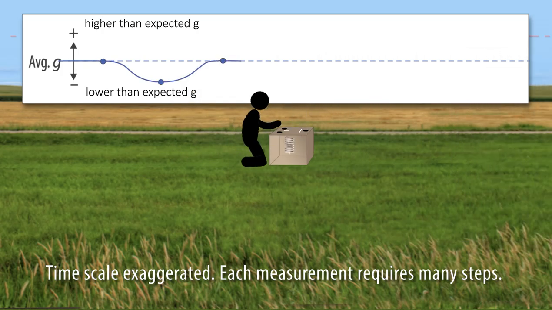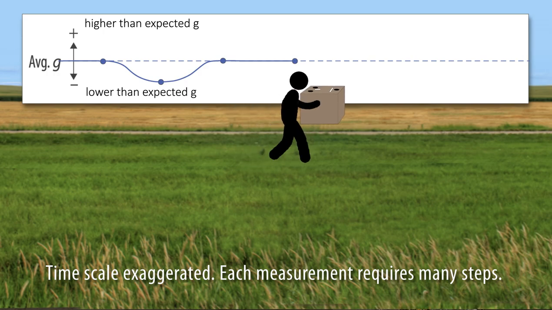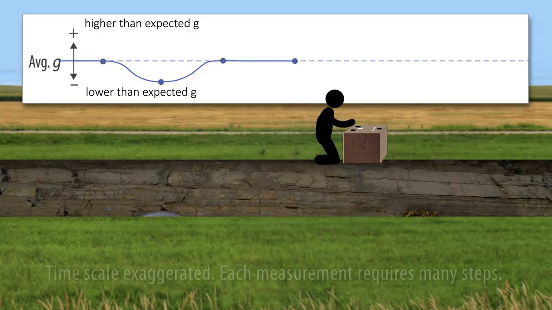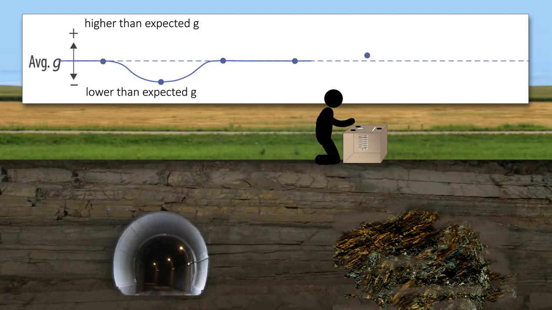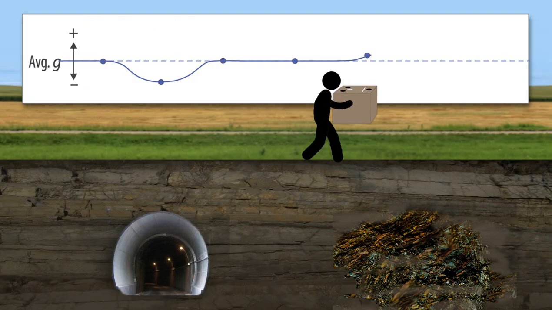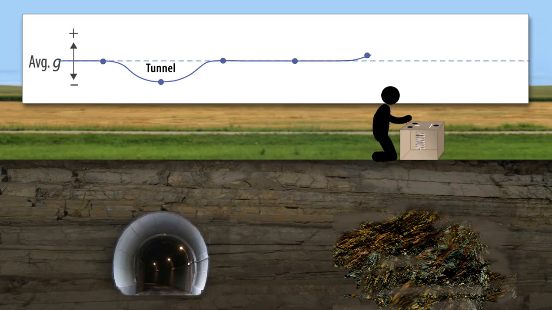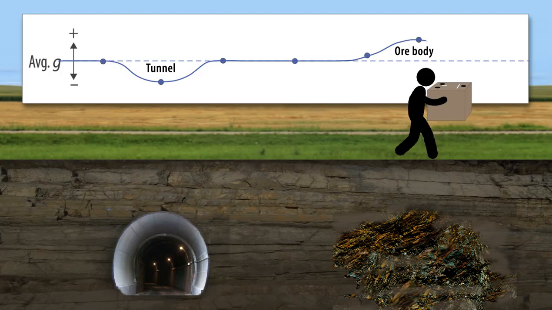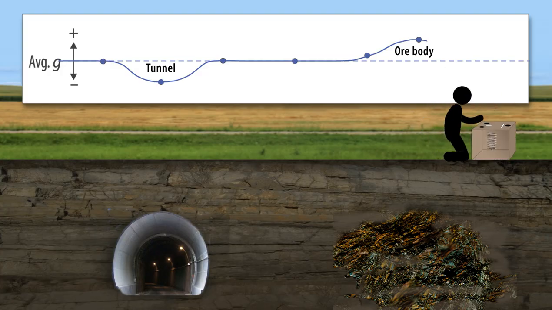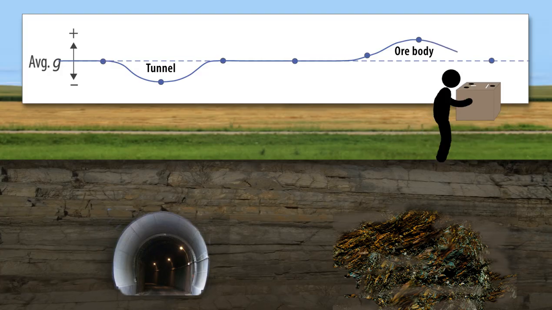The graph indicates where there is lower than expected gravity, shown as data points below the dashed zero line, and higher than expected data points above the line. In this example, the graph shows the low g above the tunnel and high g above the ore body, as would be expected. Soils, rock layers, and aquifers also affect gravity readings because of their different densities.